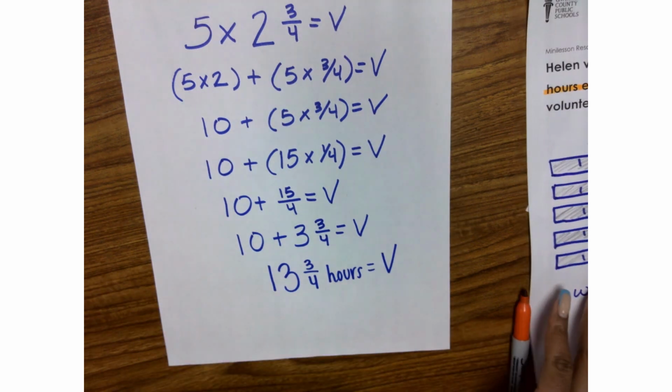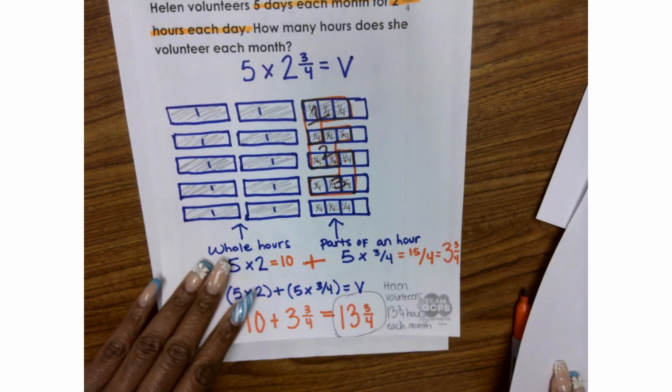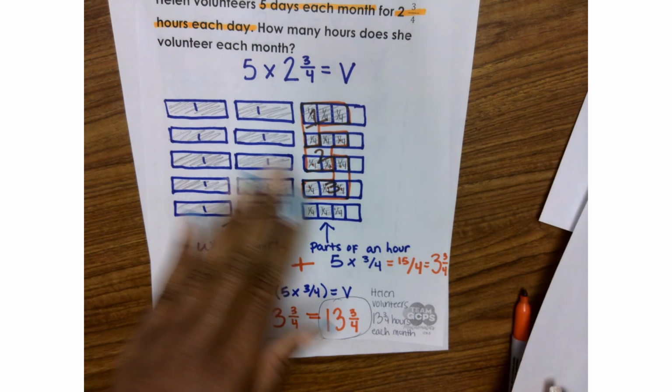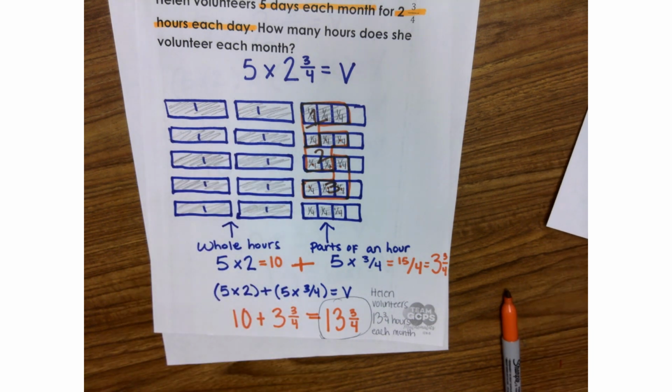Let's take a look back at this original model because I'm thinking about some things now. It's kind of reminding me of that area model we did. Couldn't I represent 5 times 2 and 3/4 using the area model and not have to draw all of these individual fraction bars? Let's see if we can do it.